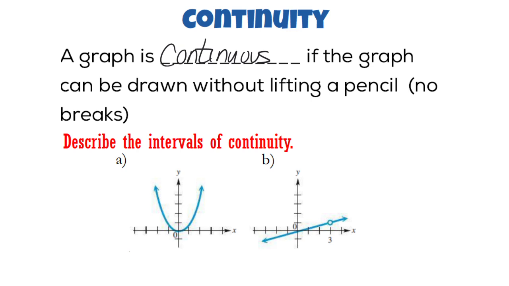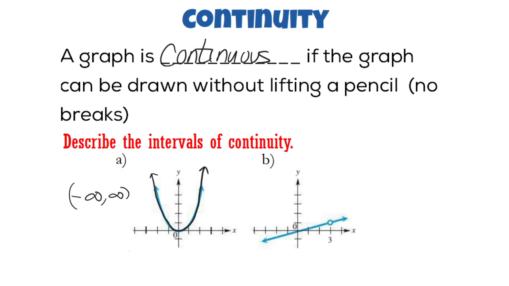So if you look at this example A here, the interval of continuity, well, it is continuous forever. I am going to draw this entire graph, and that arrow shows that it keeps going and I can draw the entire thing, never lift my pencil. So the interval of continuity is just negative infinity to infinity.